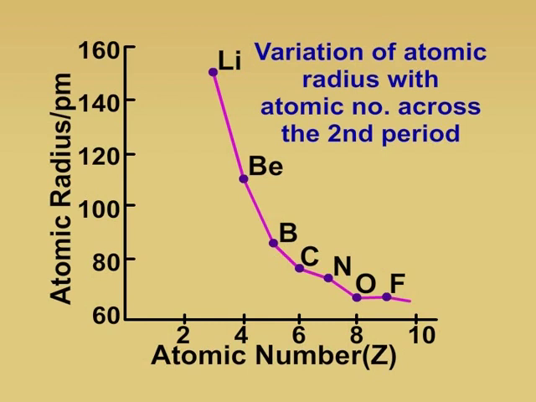Have a look at the decrease in atomic radius from lithium, beryllium, boron, carbon, nitrogen, oxygen and fluorine. It is because within the period, the outer electrons are in the same valence shell and the effective nuclear charge increases as the atomic number increases, resulting in the increased attraction of electrons to the nucleus.